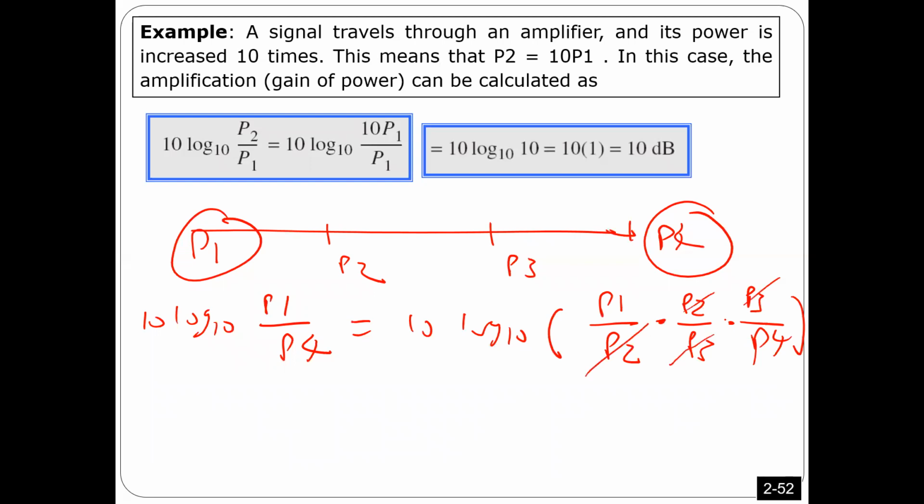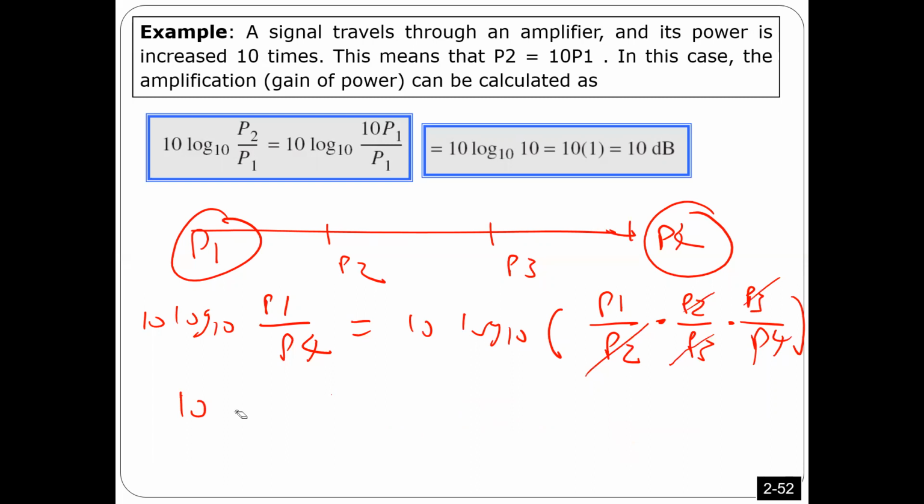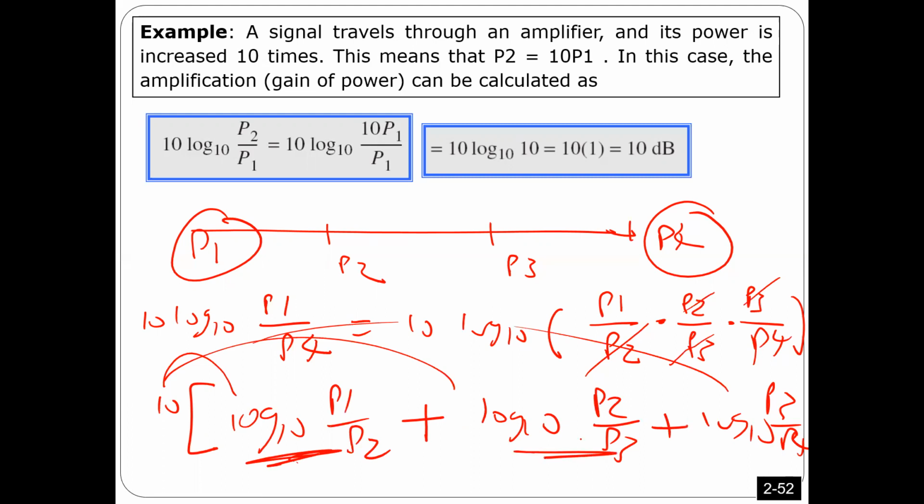And then, in the case of log, if you have log A times B, it's going to be the same as, can anyone tell me? Yes, log A plus log B. That's true. So if they are multiplied here, they are added here. And that's exactly what I'm going to do right now. It's going to be 10 multiplied by log 10 of B1 divided by B2 plus log 10 of B2 divided by B3 plus log 10 of B3 divided by B4. And then you can distribute this one. So this is decibel plus decibel plus decibel.